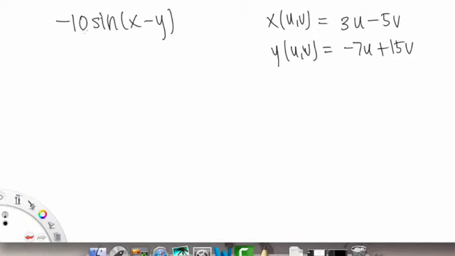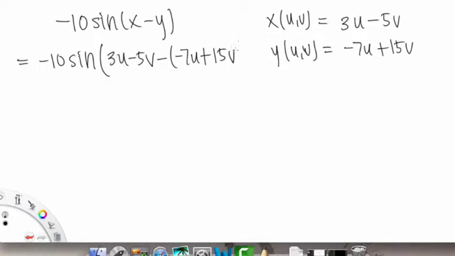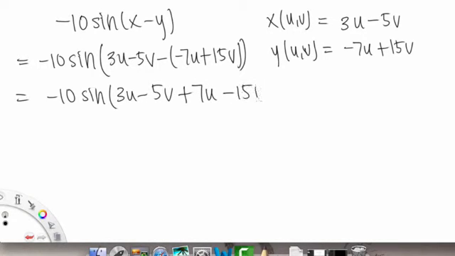So we're just going to plug those guys in. We get that this is equal to negative 10 sine of, and then we're going to plug in the 3u minus 5v for the x, and then we're going to subtract away a negative 7u plus 15v in there, okay? So if we distribute that negative inside, we get negative 10 times sine of 3u minus 5v plus a 7u minus 15v, okay?